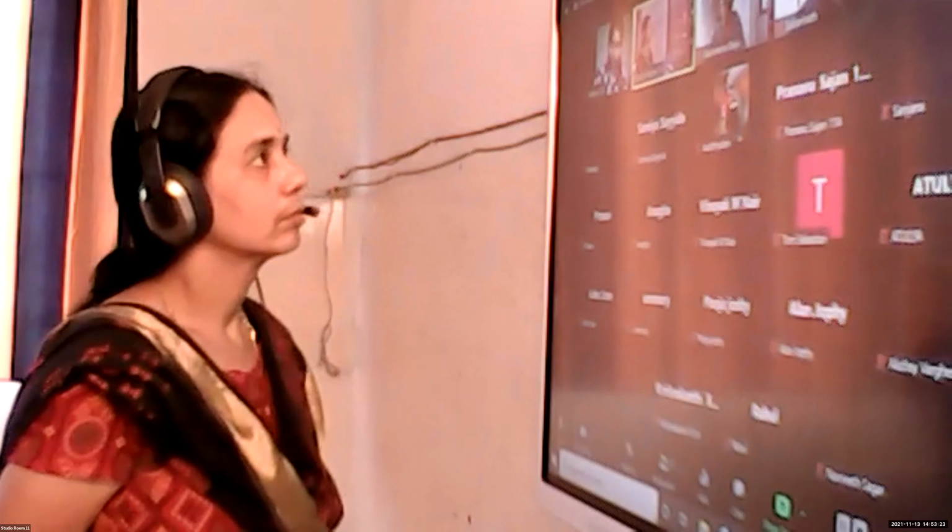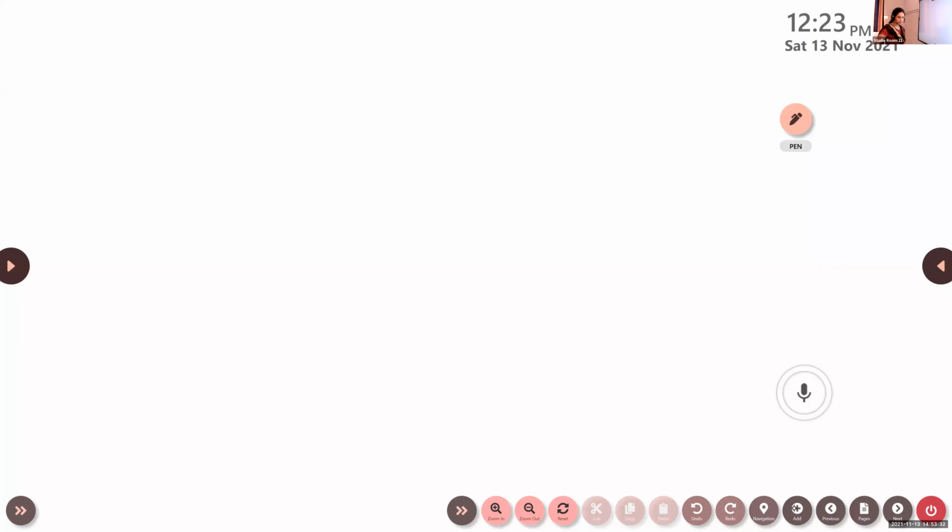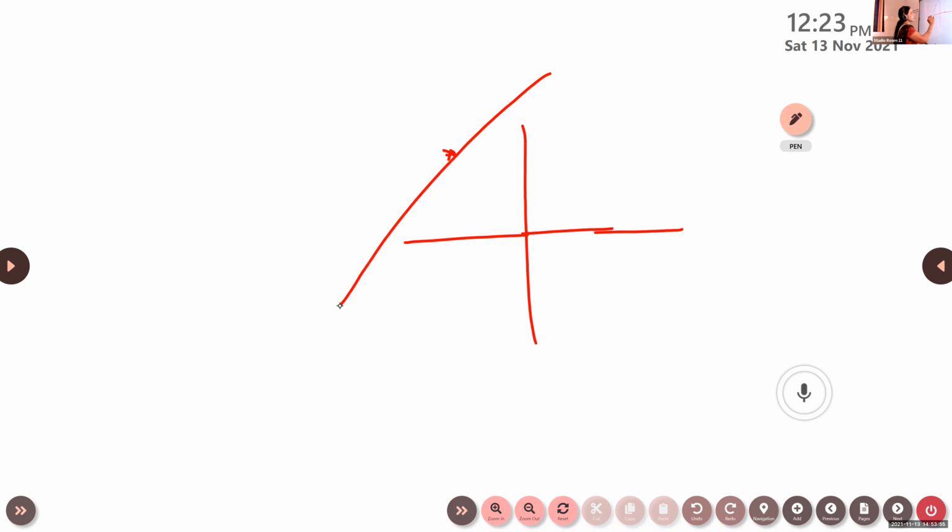How to do this? Okay, what is given? Look at the question. From the origin, I am drawing a perpendicular to a line. It meets the line at the point minus 2, 9. Minus 2, 9 means x is minus 2, somewhere here, isn't it? So when a perpendicular is drawn, it meets at the point minus 2, 9. We are asked to find the equation of the line.